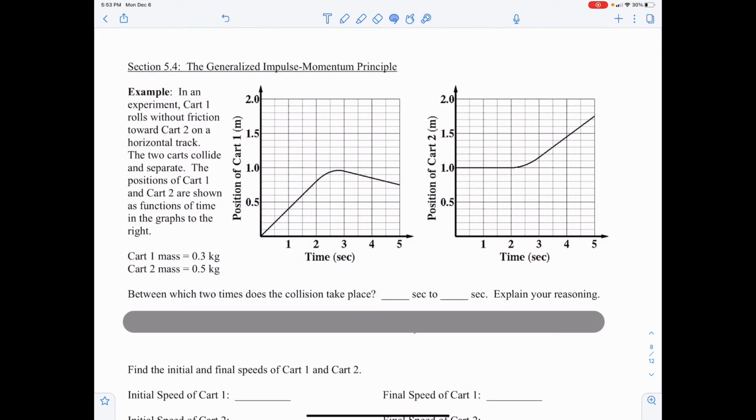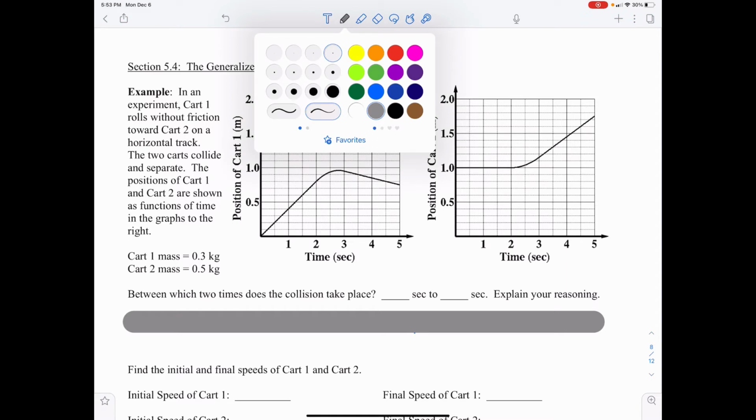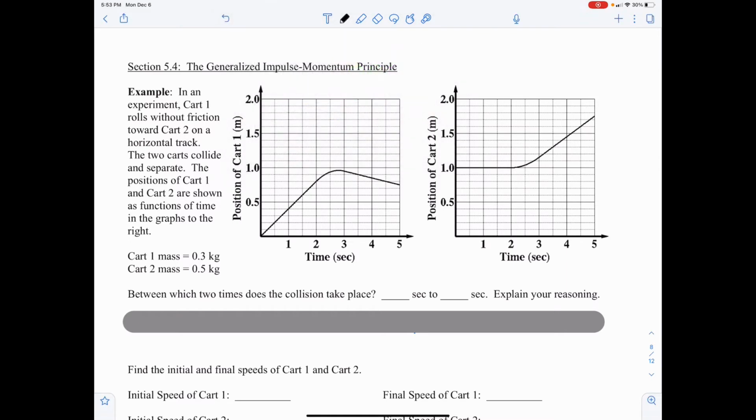If we find this section, 5.4, the generalized impulse momentum principle, let's take a look at the following set of examples. In this example, we have cart 1 rolling without friction toward cart 2 on a horizontal track. The 2 carts collide and separate. The positions of carts 1 and 2 are shown as a function of time in the graphs to the right. We are also told that cart 1 has a mass of 0.3 kilograms and cart 2 has a mass of 0.5 kilograms.